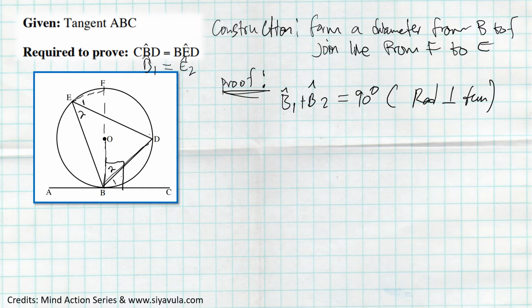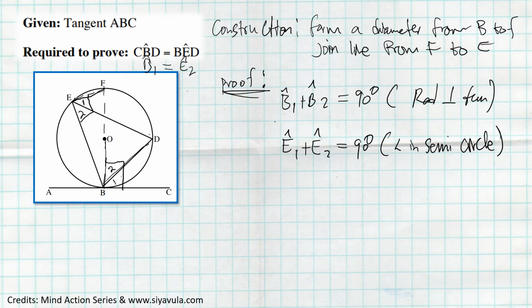Okay, so what can we see again? This is a diameter, right? What does a diameter do? According to theorem number 3, the angle subtended by a diameter at the circumference is a right angle, meaning that angle E1 plus angle E2 also equals 90 degrees. Why? Angle in a semicircle, or rather, angle subtended by a diameter.